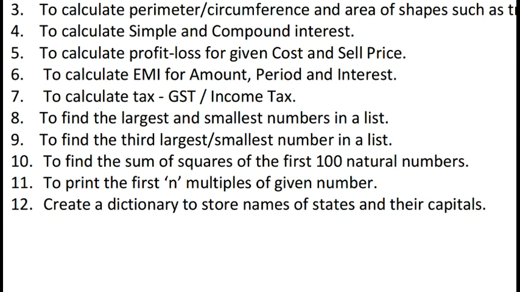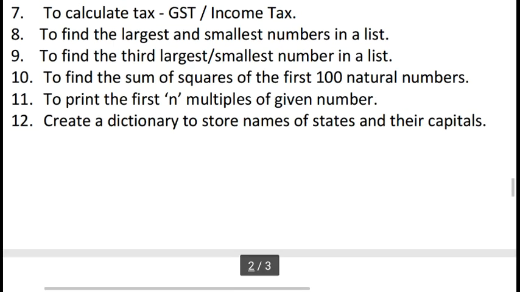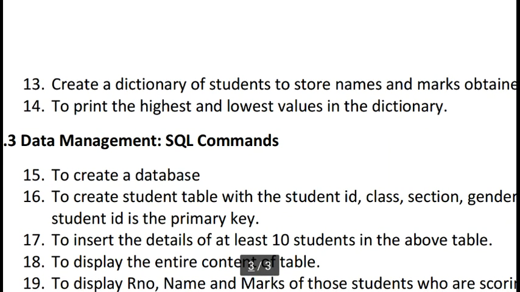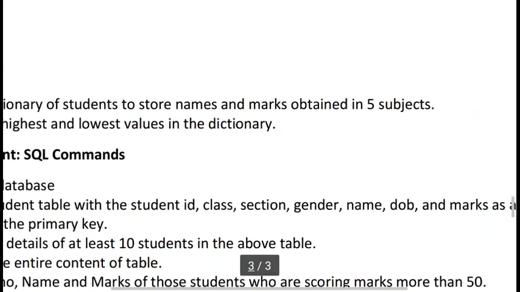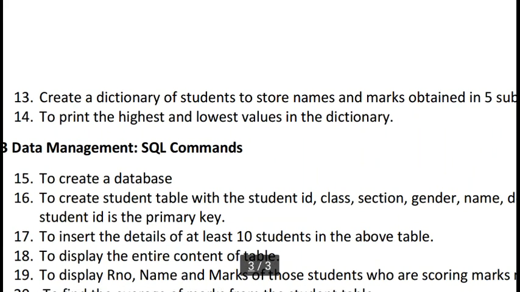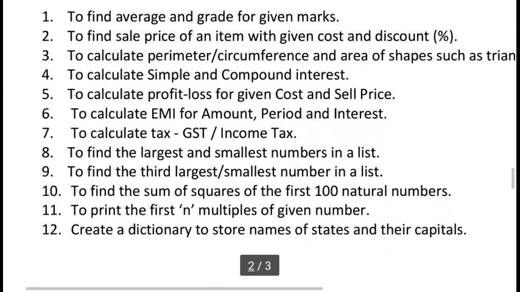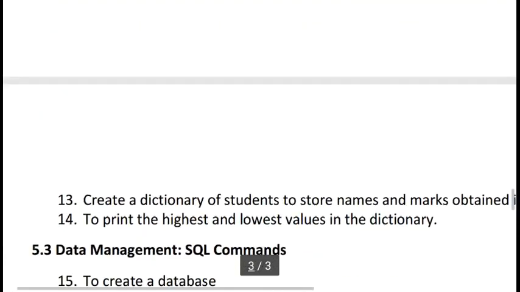To find the largest and smallest number in a list. To find the third largest and smallest number in a list. To find the sum of squares of the first 100 natural numbers. To print the first n multiples of a given number. Create a dictionary to store names of states and their capitals. Okay, create a dictionary of students to store names and marks obtained in 5 subjects. To print the highest and lowest value in a dictionary. Okay, these are the Python programs we will learn, and then we will write these programs in a practical file.